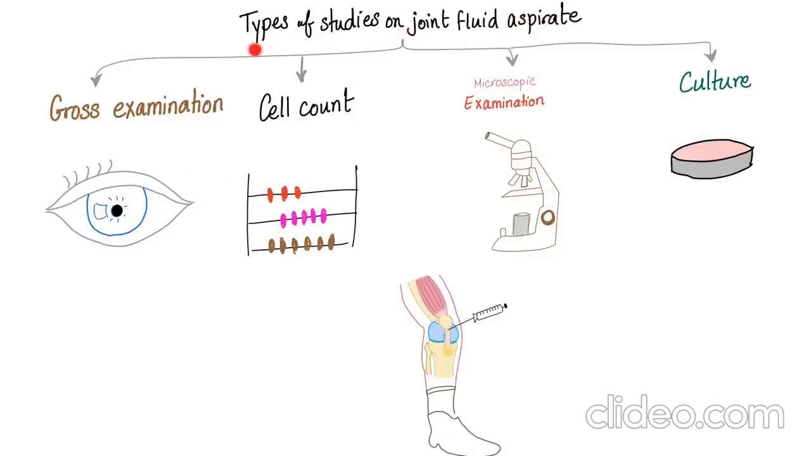What will the lab do? 4 things. Gross examination by the naked eye. I always laugh at naked eye. Cell count, you count the cells. Microscopic examination, and then cultures to detect infection. If you didn't know that cultures are supposed to detect infections, there is no hope for you. This is not sociology, this is medicine.